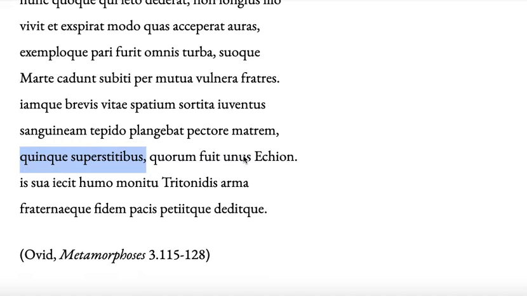So that's quite a common Latin word, a superstes. It's a survivor. And this is the ablative plural. So with 5 survivors. This is almost an ablative absolute with 5 people surviving, something like that. Of whom, quorum. So that's the genitive plural of qui. So of whom, one, unus, was Echion, fuit Echion. So fuit, remember that's the perfect tense of sum, fui, fuisti, fuit, fuimus, fuistis, fuerunt.